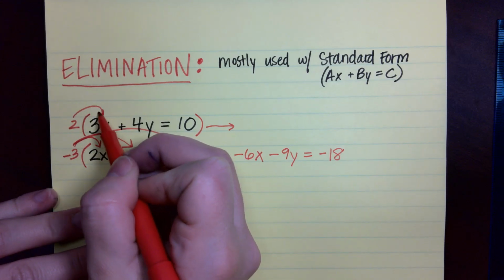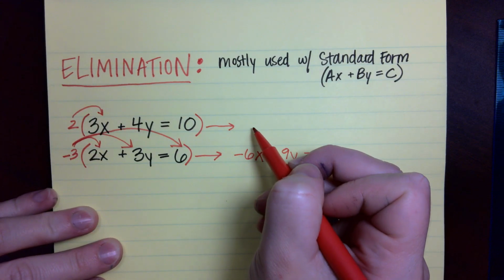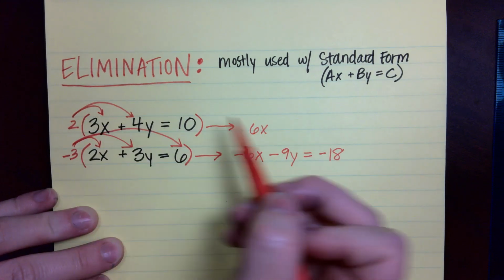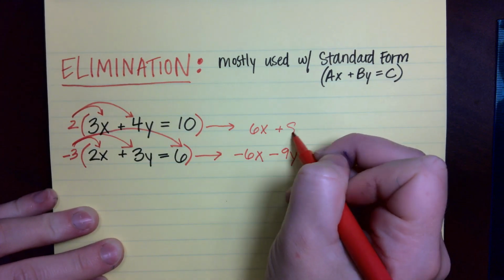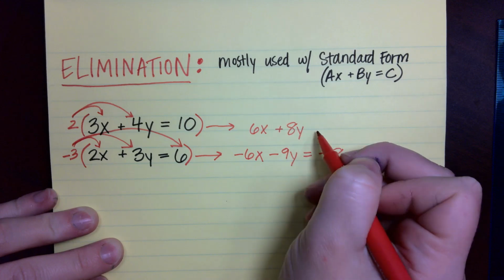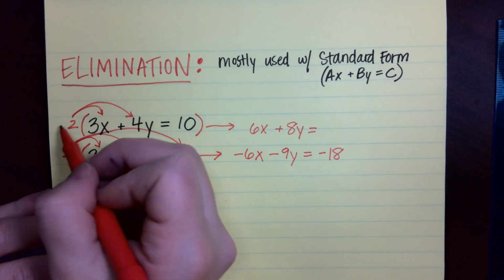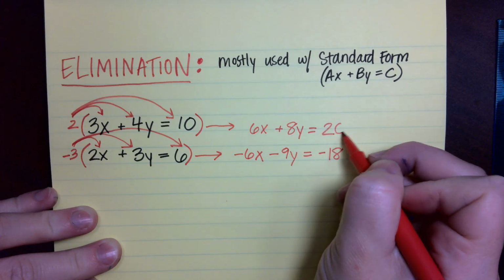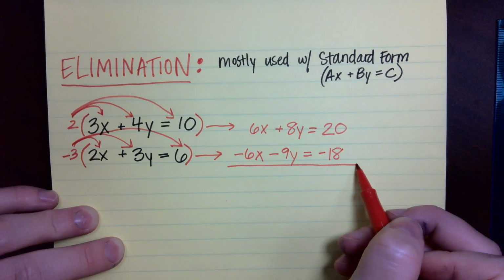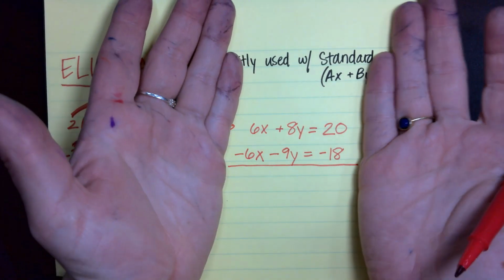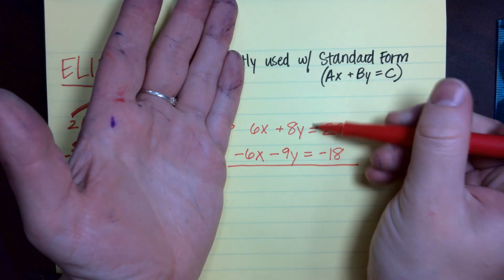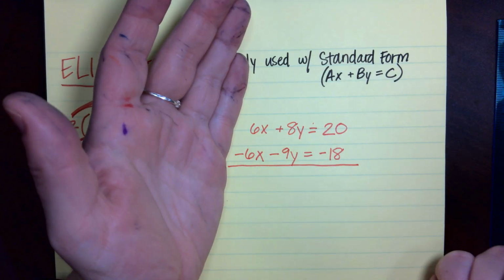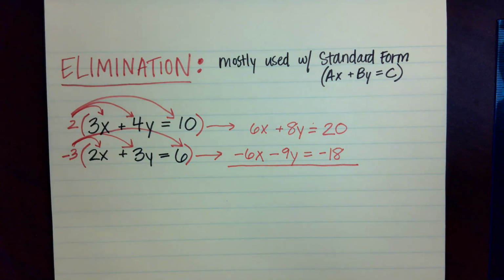2 times 3x, what's that? 6x. 2 times 4y, what's that? 8y. It's alright, I knew what you meant. And finally, 2 times 10, what is that? 20. Okay, so now I have equations stacked on top of each other, and I'm going to look at this like an addition or a subtraction problem. So let's just go from top to bottom here.